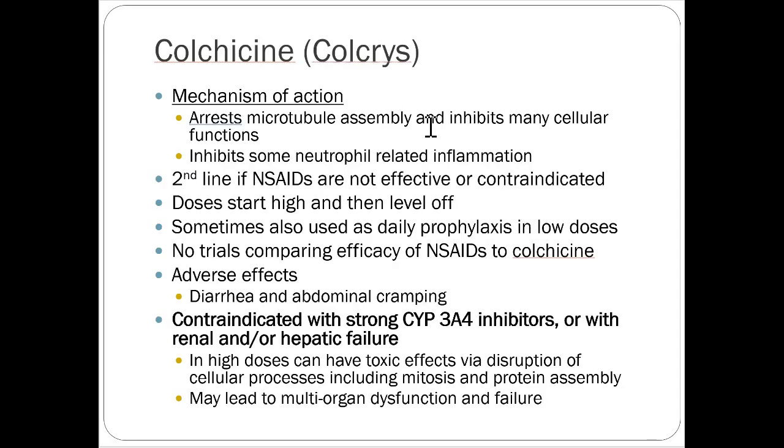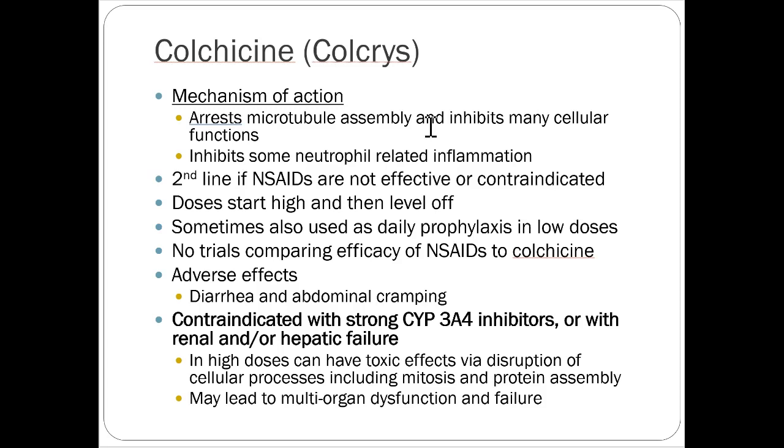Then there's colchicine. Colchicine is a newer drug that we haven't talked about yet. What it does is it specifically arrests microtubule assembly and inhibits many cellular functions and prevents neutrophil-related inflammation. It's another second or third or first. Again, gout's sort of weird, where people all have their own opinions on what they should use. But I personally think colchicine should be at least second line on your radar.